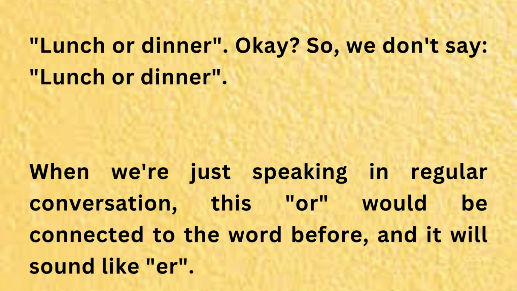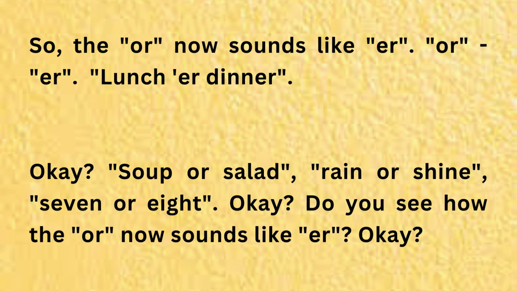Lunch or dinner? Okay? So we don't say "lunch or dinner". When we're just speaking in regular conversation, this "or" would be connected to the word before, and it will sound like "er". So the "or" now sounds like "er": lunch or dinner, okay? Soup or salad, rain or shine, 7 or 8. Okay? Do you see how the "or" now sounds like "er"? Okay?